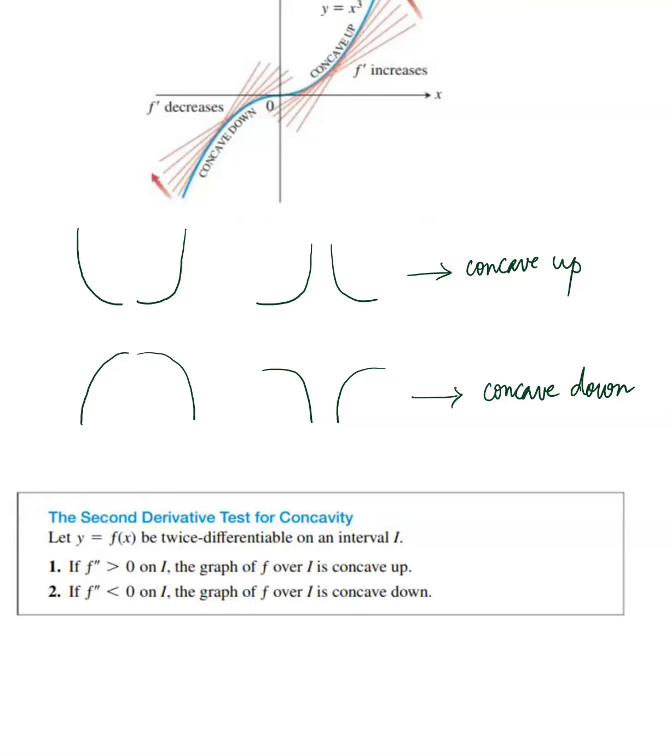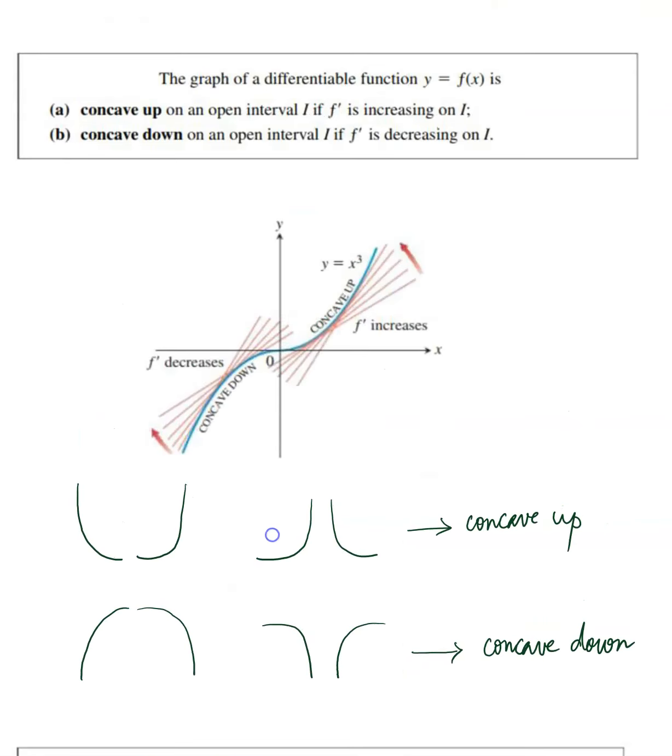This is absolutely what the definition says, right? The definition says that if f prime should increase, that means its derivative should be positive. Let me write that here. F prime increasing implies its derivative is positive. Where do I get this information from?